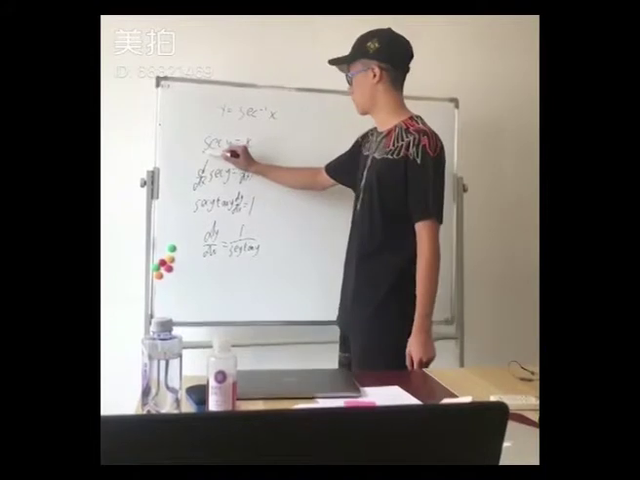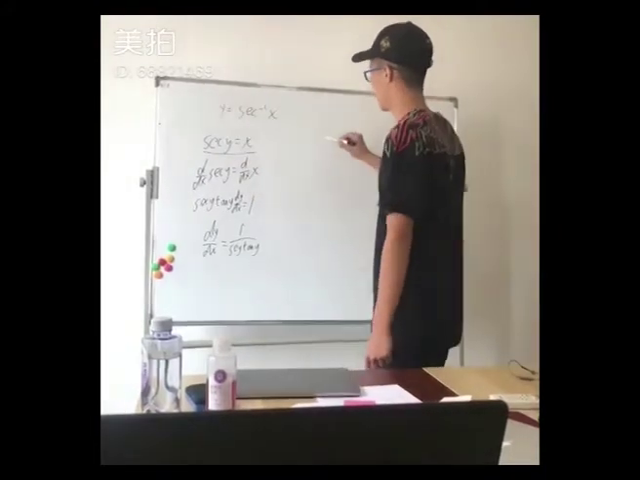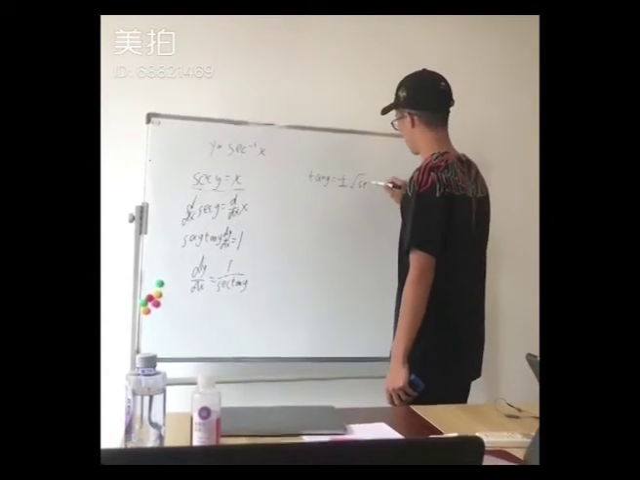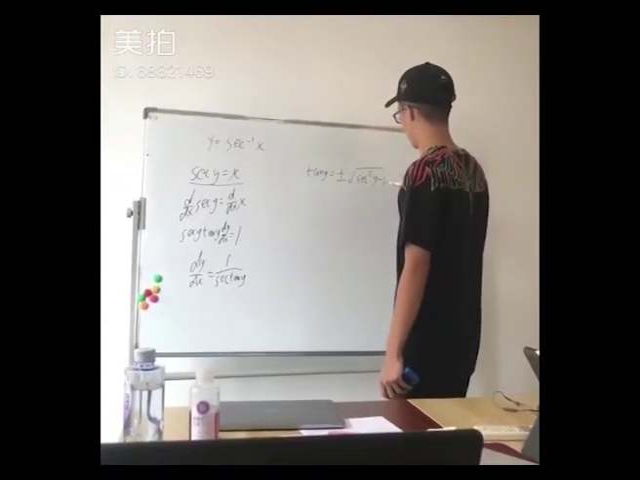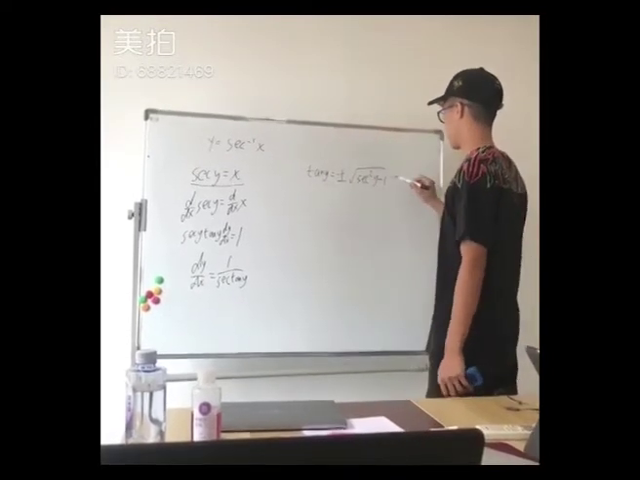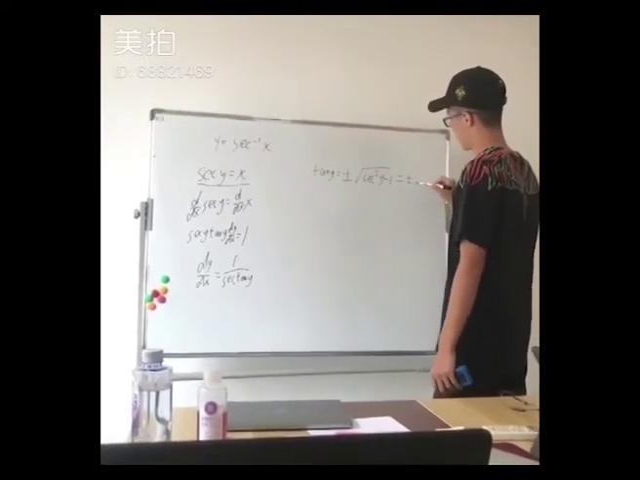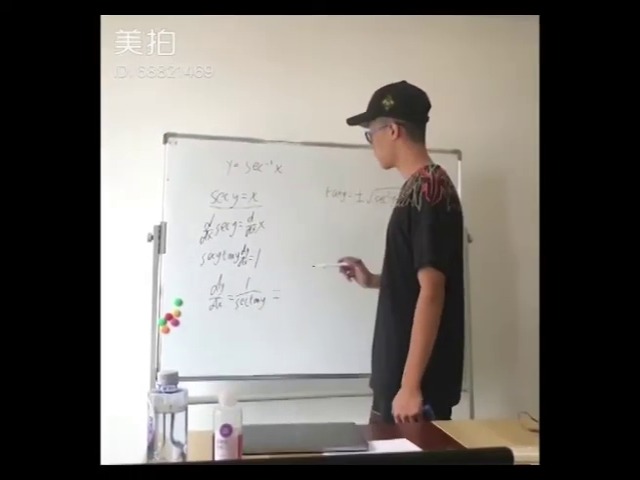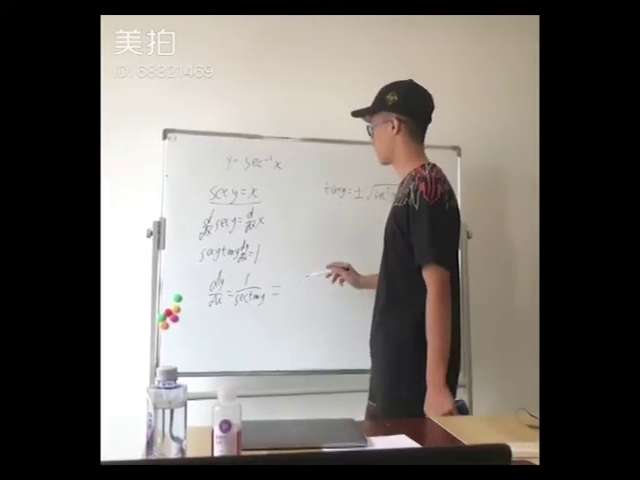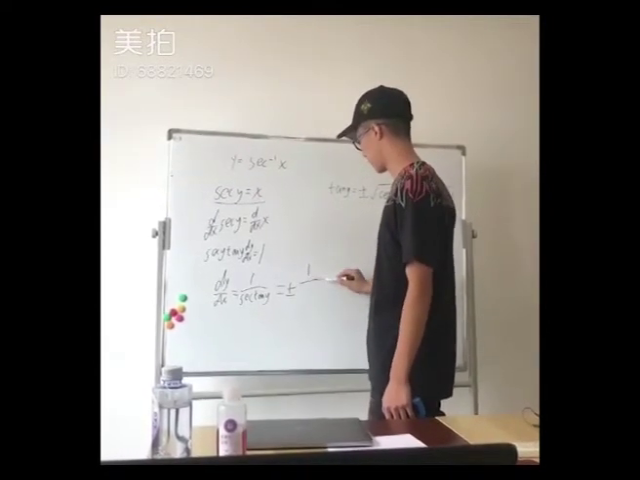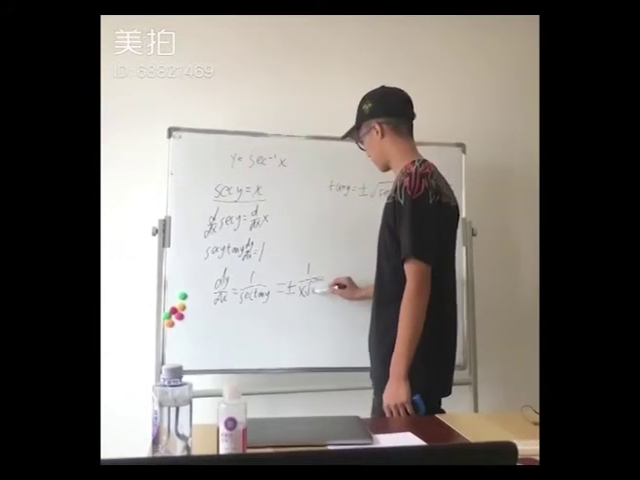Because secant y equals x, and tangent y equals root of secant squared y minus 1, this equals root of x squared minus 1. So the derivative of arc secant x equals plus or minus 1 over x times root of x squared minus 1.